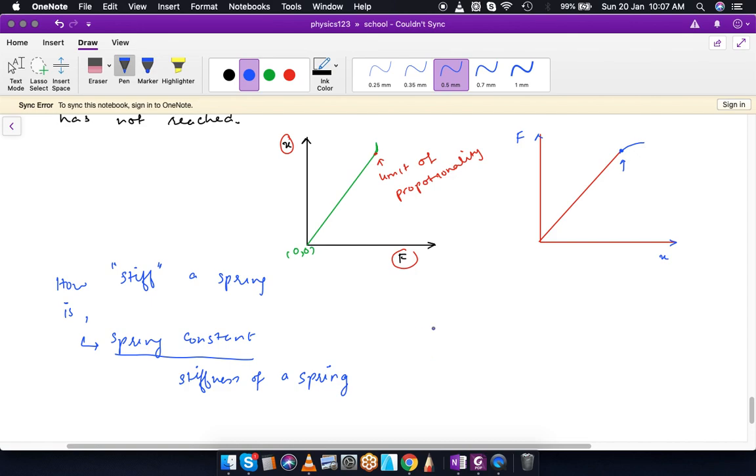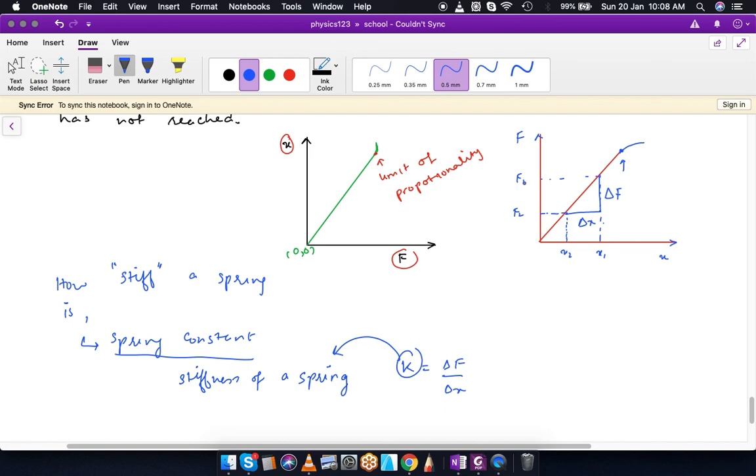It's quite simple. Stiffness can be easily calculated by taking the gradient of the F and x graph. If I take two values from here, let's suppose that's x1, and then x2, and corresponding to them F1 and F2, then the change in F over the change in x is going to give me the value of k, which is known as the spring constant. And the spring constant is basically the stiffness of the spring. Generally, what we mean by stiffness is how much load something can bear or lift while showing as little extension as possible.